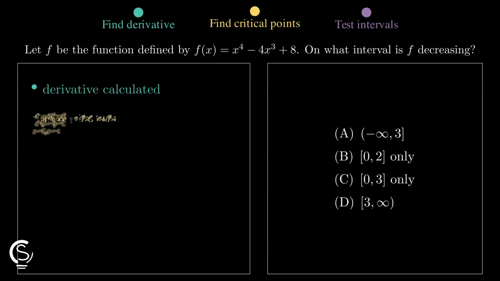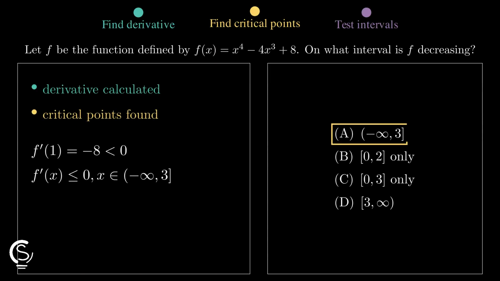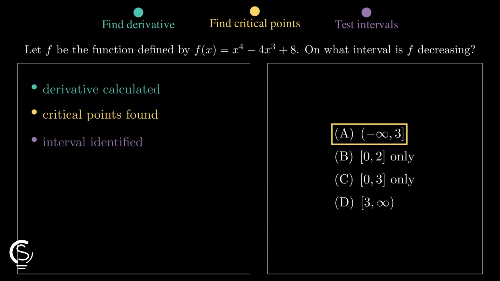Finally, test the intervals. Since the derivative is negative for all values less than 3, the function is decreasing on the entire interval from negative infinity to 3. Boom!